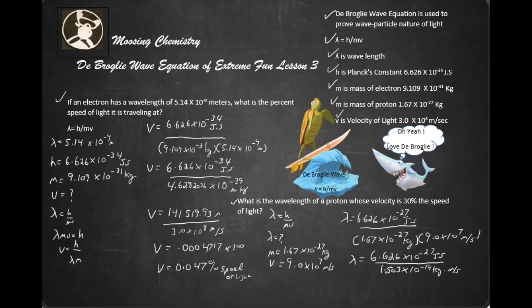We are almost home here, guys. So lambda, our wavelength, is going to be 4.4085 times 10 to the negative 15 meters.